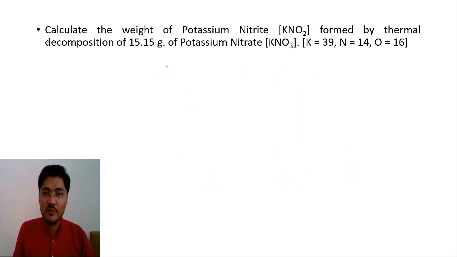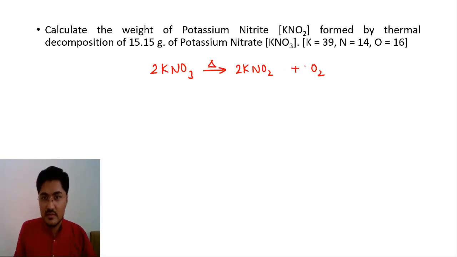Calculate the weight of potassium nitrite formed by thermal decomposition of 15.15 grams of potassium nitrate, that is KNO3. Now KNO3 is thermally decomposed to form KNO2 plus O2. Now when we take twice KNO3, we have to take twice KNO2, which will give you O2. Now as per Gay-Lussac's law, we get 2:2:1 as the whole number ratio, assuming that all are gases. We have to find the weight of KNO2 produced if 15.15 grams is decomposed.